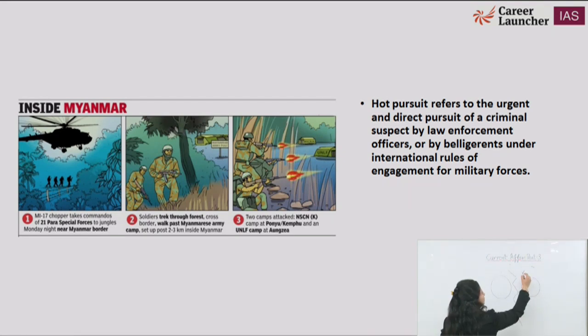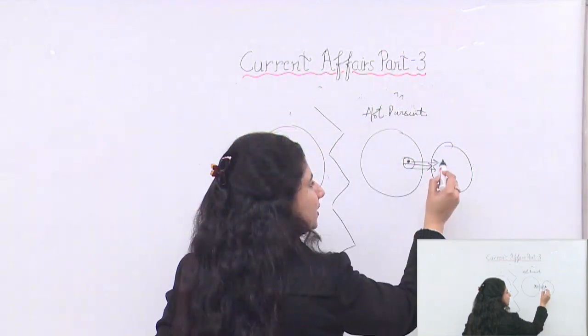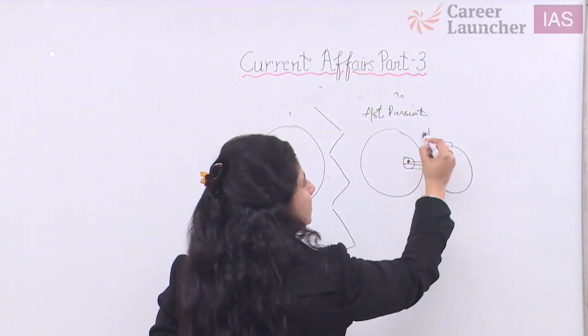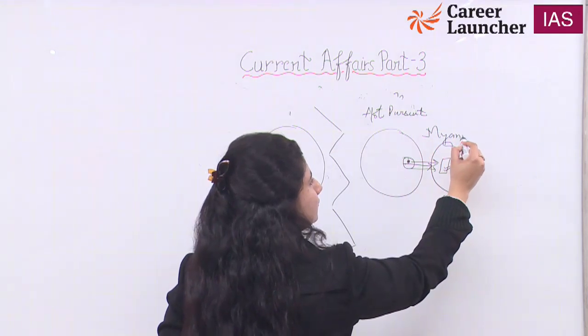In case of hot pursuit, you convey to the government of the other country that, see, we are crossing the border because the people who are suspected of criminal activity in my country have fled across your border in order to save themselves. I will intrude into your border and I will attack this area in order to get rid of them. This thing we did in Myanmar.